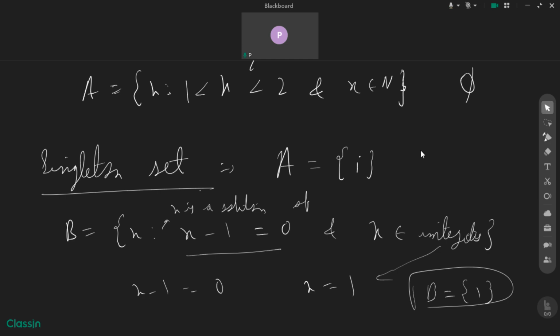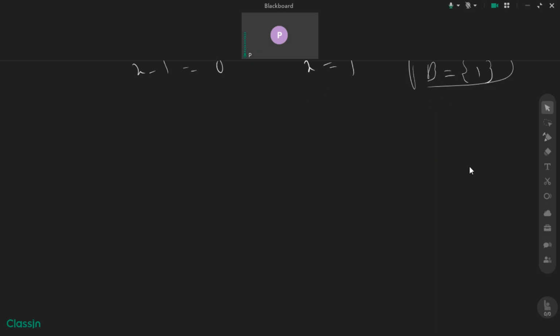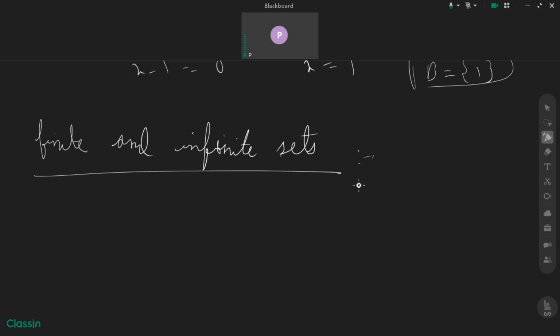Let's move to the next type of set. The next sets are finite and infinite sets. A finite set is a set that has a certain number of elements that can be counted. Let us say I take a set A equal to {1, 2, 3, 4, 5}. Since it has 5 elements, I will say it is a finite set. I will write the number of elements in A is equal to 5.